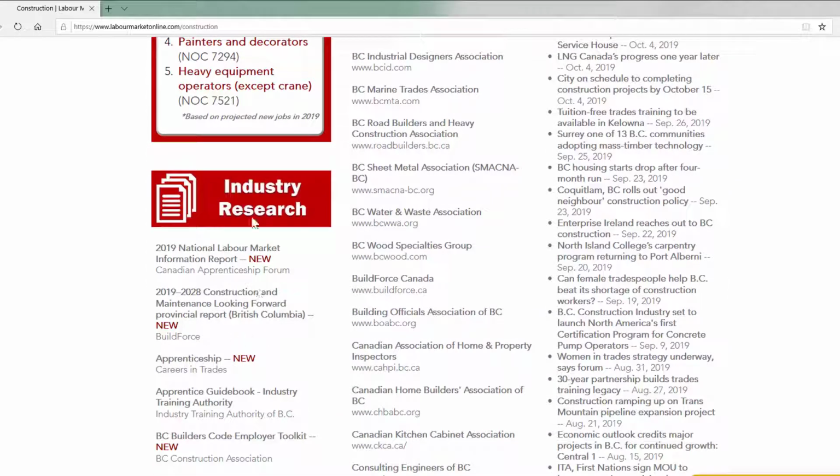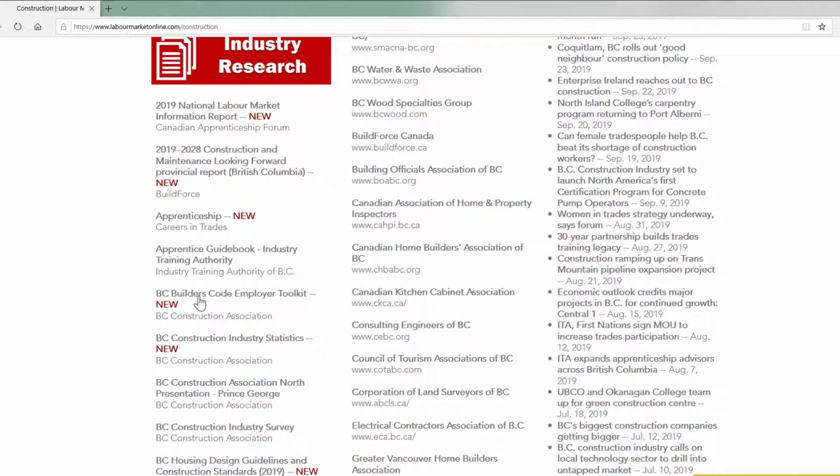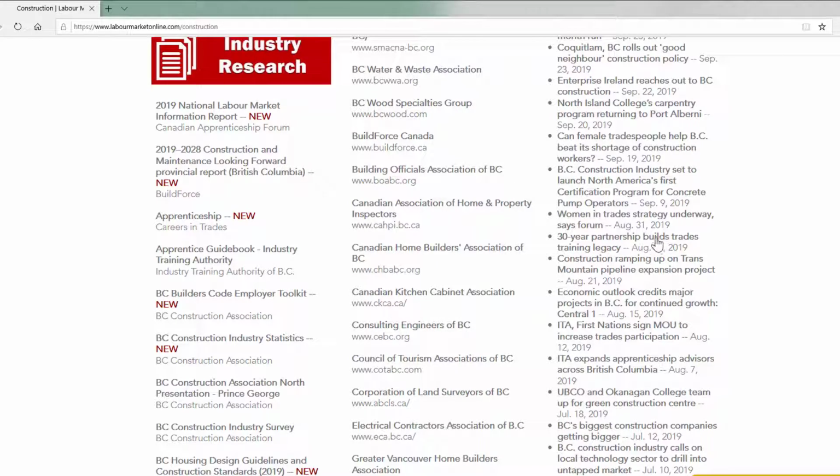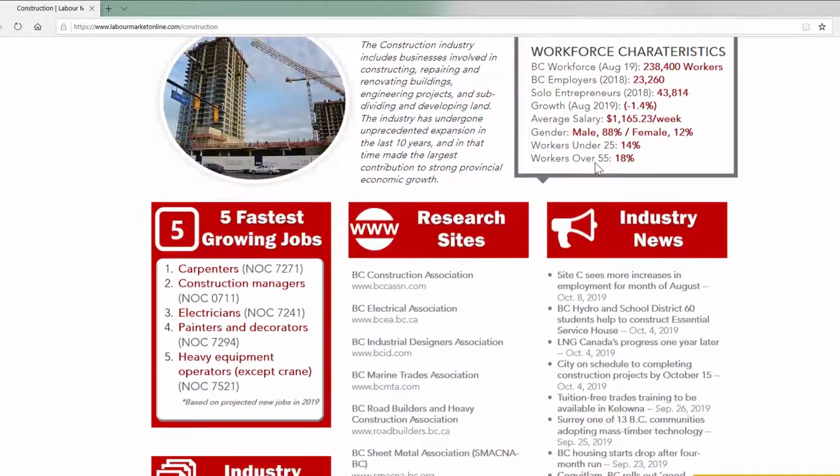We also have industry research. So this is research dedicated to the particular sector that we're talking about here. It's construction. And so, for instance, we can look at the BC Builders Code Employer Toolkit. It's a brand new resource that came out in the last year, and we immediately have access to that information. So I think what we've done is a great job of being able to help people on an industry by industry basis better understand the resources that are available to them.